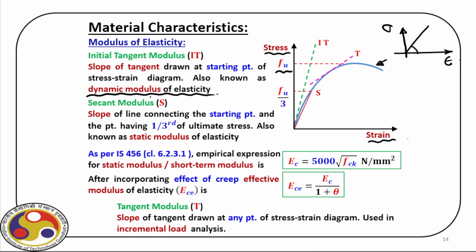Now beyond that, sometimes we define a second modulus also. It is the slope of the line connecting the starting point and the point at 1/3 of the ultimate stress. So it is also known as the static modulus of elasticity.